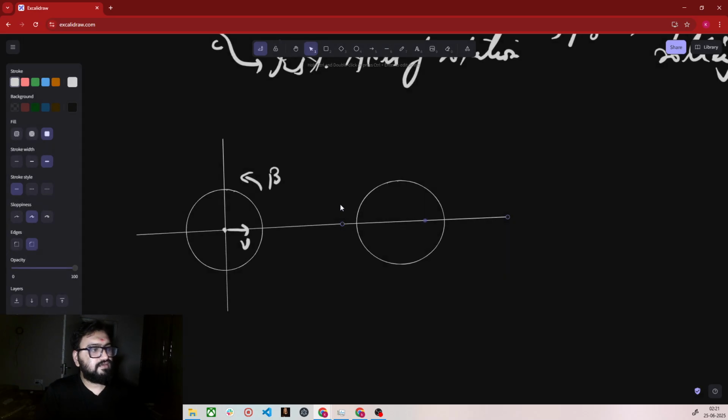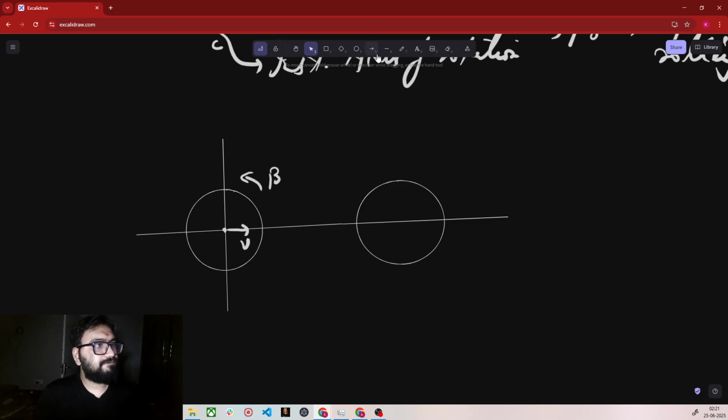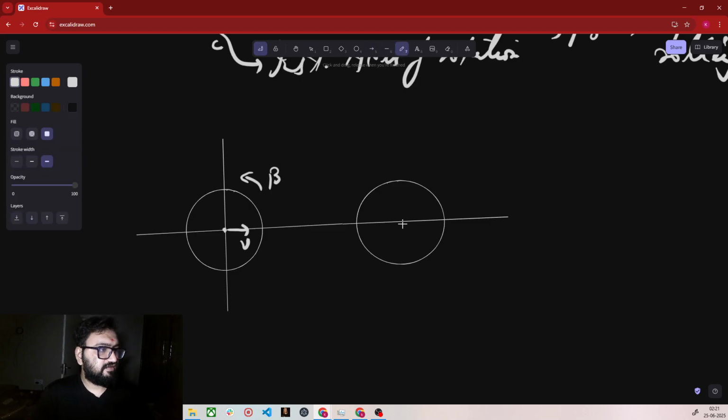So the center of the disk would have reached, let's say, this point. What would have been the x coordinate of the center of the disk? It would have been v into t, right?